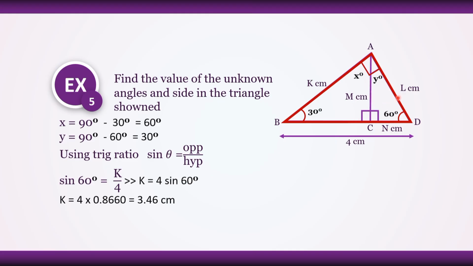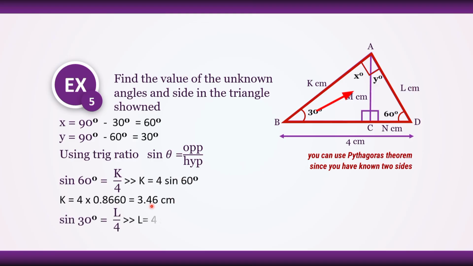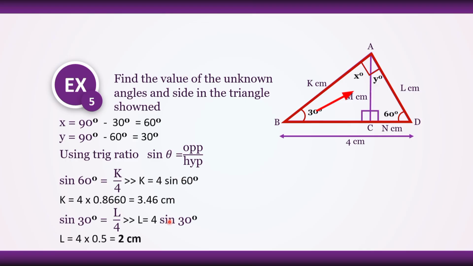Finding the value of L, I'm going to stick with sine. Now using this 30 degree over here, using sine, L will be my opposite. So sine 30 degree will give me L over 4, which is opposite over hypotenuse, and then cross multiply, so I have L is equal to 4 sine 30 degree. Then what is the value of sine 30 degree? Sine 30 degree is 0.5, so I have L is equal to 4 multiplied by 0.5, and that is 2 centimeter.